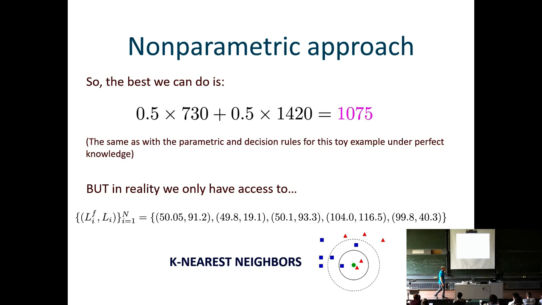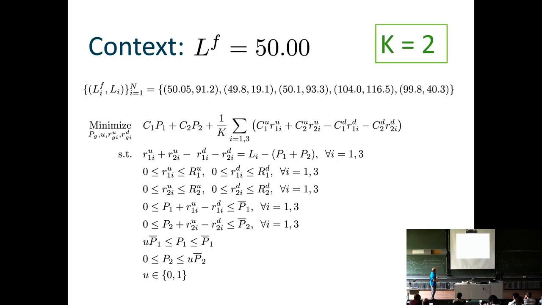Nearest neighbor, what is the idea? I have my sample, which is a joint sample of the context and the load. I receive the context, and I compute the nearest neighbors to that context from my data samples. And then I pick those nearest neighbors, and I solve my problem. So for example, let's choose k equal to 2. K equal to 2 is very reasonable because we have 5 data samples. Okay, so k equal to 2 is probably the best here. Now, we repeat the same process.